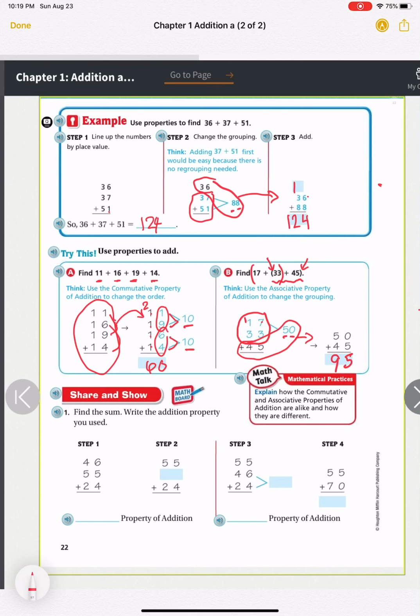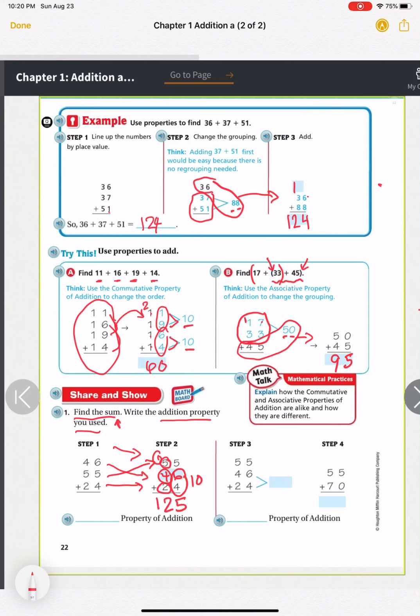All right, share and show. It says to find the sum, the answer to an addition problem, and write the addition property that you used. Here's step 1: 46 plus 55 plus 24. If this is step 2, they're saying I'm still using the same addends, but I'm going to group them in a different way. 6 plus 4 is 10. 10 plus 5 is 15. 4 and 1 is 5, and 5 and 5 is 10, plus 2 is 12.